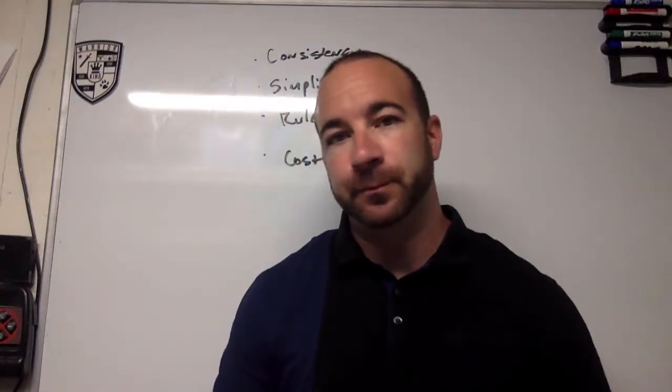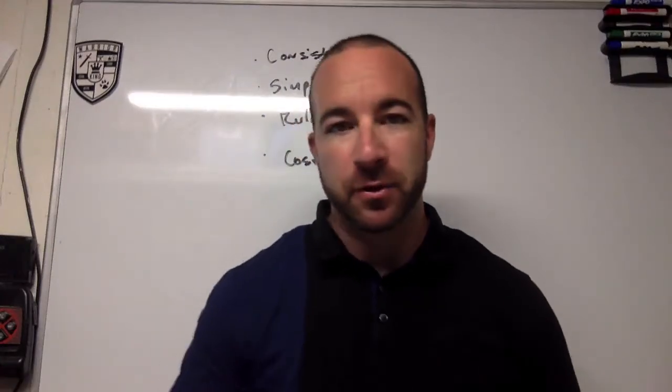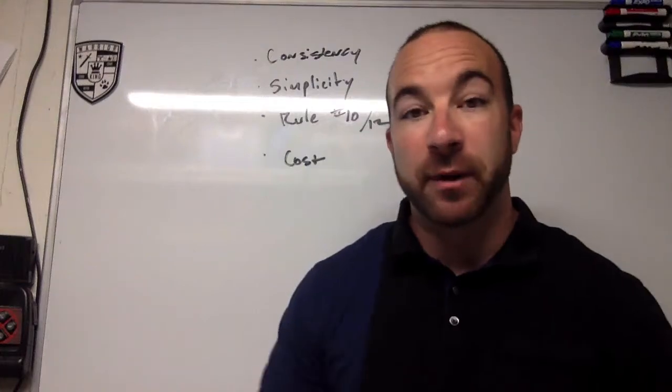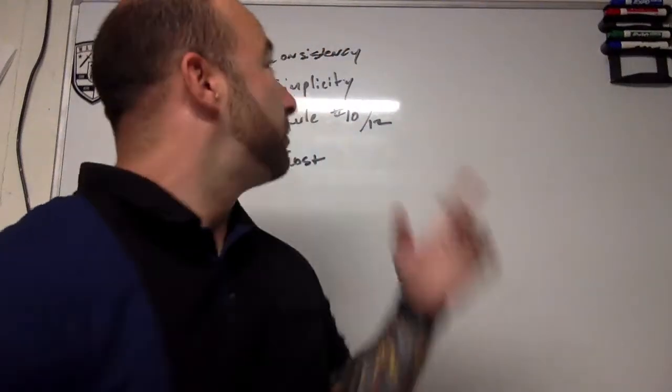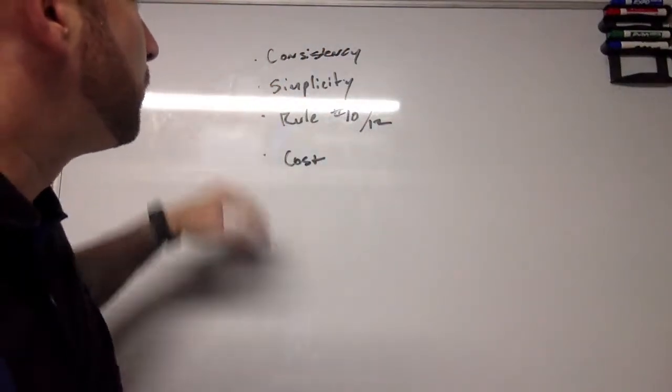I want to start talking about development and my experience in development and what I've done and how it can help other people who are developers or chief technology officers, chief executive officers, chief information officers, and how they can probably apply my lessons to their organizations and possibly reap some benefits. And some of the things I want to talk about are consistency, simplicity, rule 10 of 12, and cost.